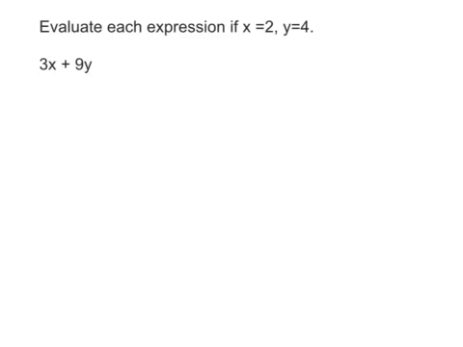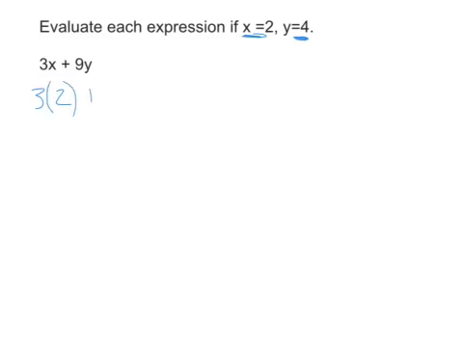So our first example, the directions say evaluate each expression if x equals 2 and y equals 4. This first example is 3x plus 9y. Our first step is to substitute in the number for your variables. So we know that x is 2 and y is 4. We're going to bring down the 3, and in place of x we're going to put a 2. But notice this 3 and this x are right beside each other, so that means you're going to multiply. So we need to put parentheses around it.